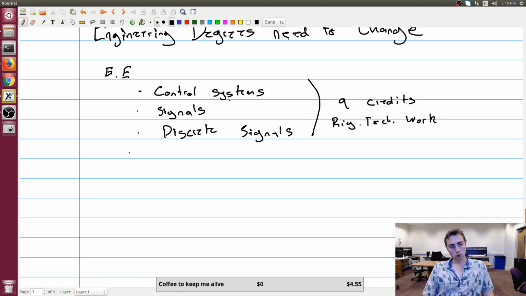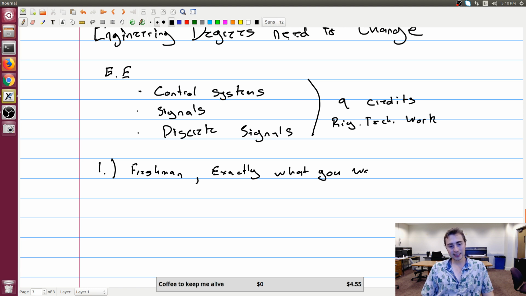Okay, so here's a gripe I have about engineering degrees, and I don't know how to get around it either. You have to take something like control systems, something like signals, something like discrete signals. So here's my gripe. Let's take example 1. You're a freshman and you know exactly what you want to do. And let's say this stays true your entire degree. You get in there and you say, I want to be a computer engineer. I want to do computer architecture.